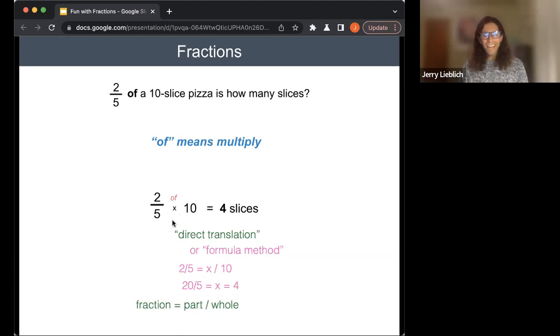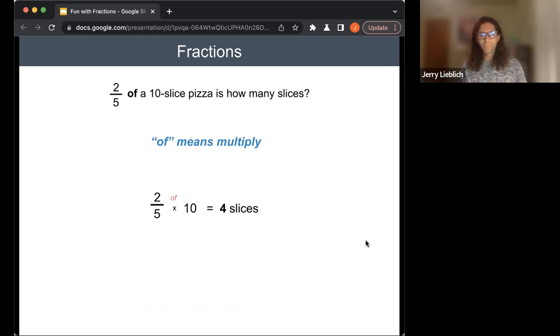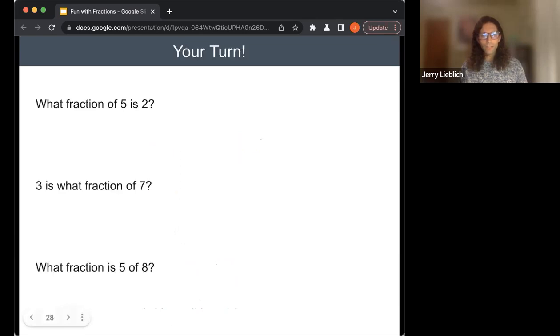For me, I usually like translation better, but I'm a little weird in that way. A lot of people really like the formula method. I think try them both, see whatever feels best for your thinking, whatever makes these the easiest. So I've got a couple here. Try these out. Send me your answers when you have them, please.